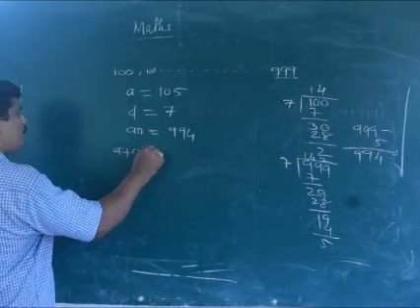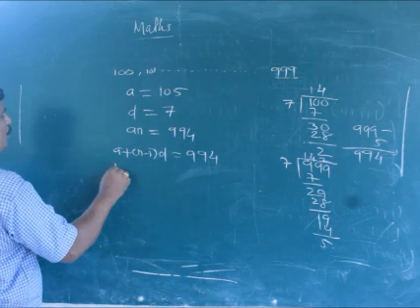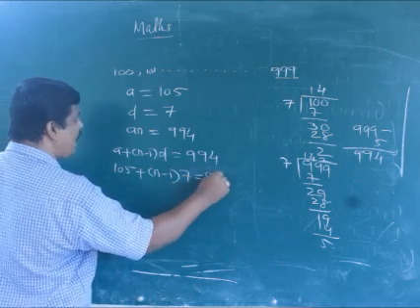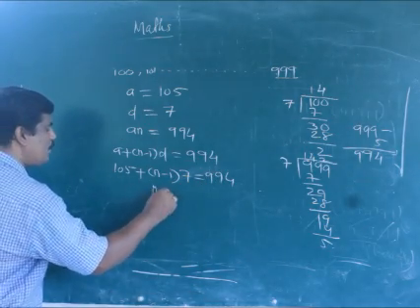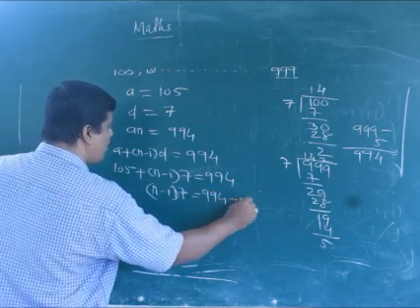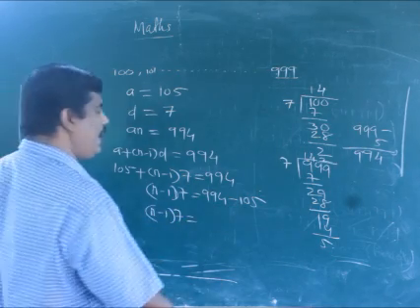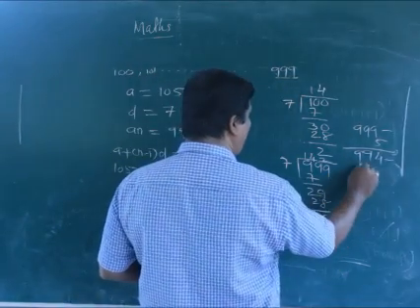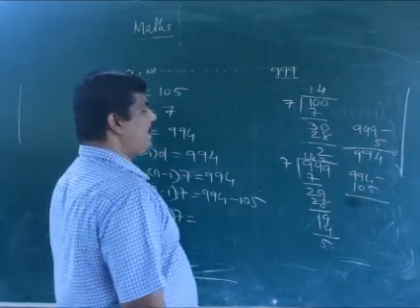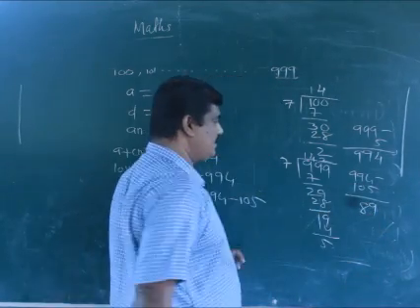a plus n minus 1 into d is equal to 994. What is a? 105 plus n minus 1 into 7 is equal to 994. That is n minus 1 into 7 is equal to 994 minus 105. 994 minus 105: 14 minus 5, 9. 8 minus 0, 8.